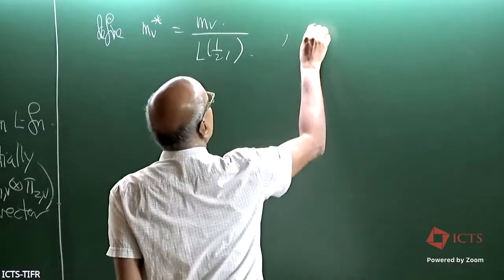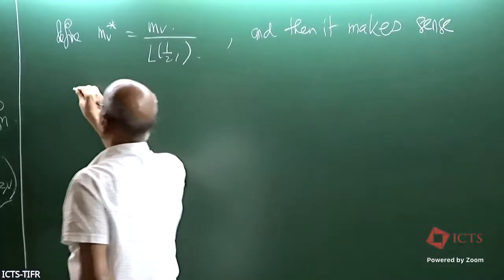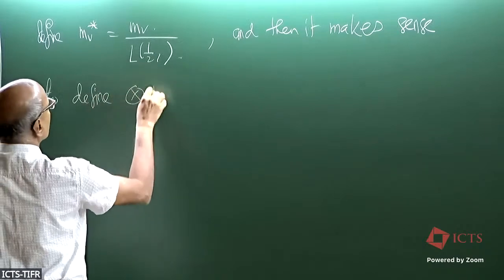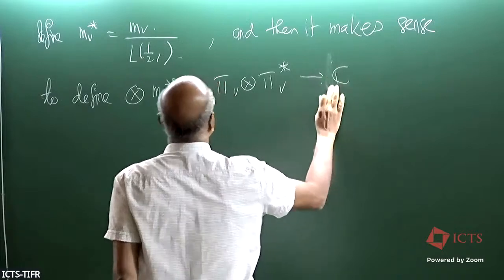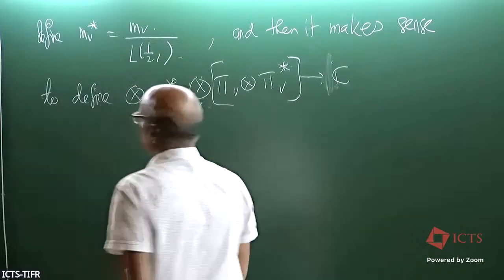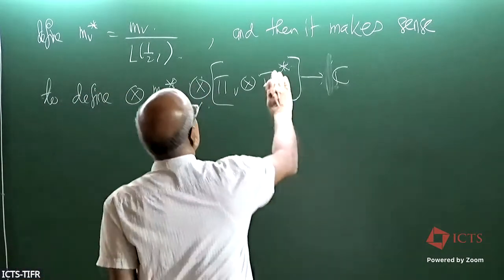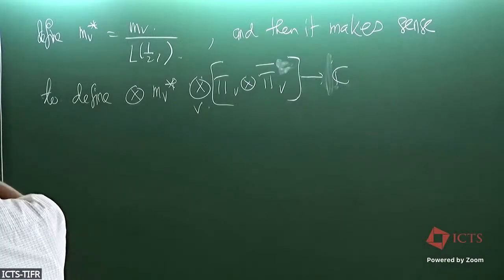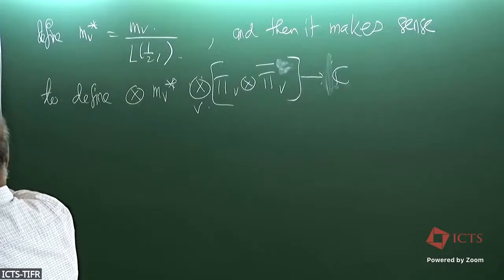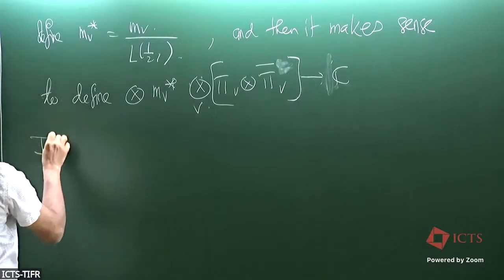So define MV star, and then it makes sense to define the tensor product of MV star from pi v tensor pi v bar to C, and this is the tensor product over all V. So now we have that global period integral on pi tensor pi bar, and we have these local integrals on the tensor product of pi v star, and what the Ichino Ikeda conjecture says.